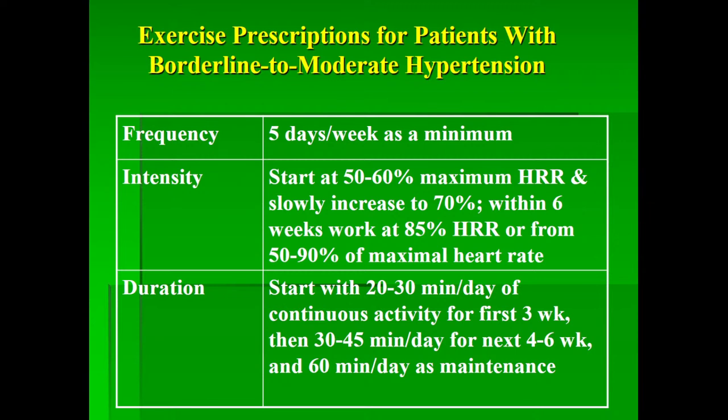How about intensity? Exercise regime: start from 50 to 60% of maximum heart rate. Slowly increase to 70% within 6 weeks. Work at 85% heart rate, or from 50 to 90% of maximum heart rate.